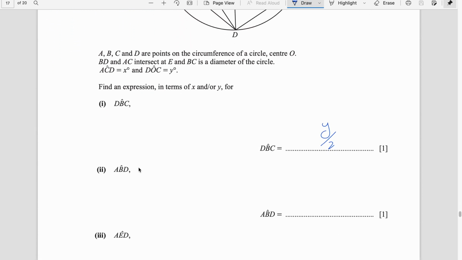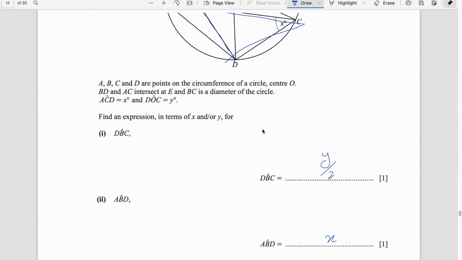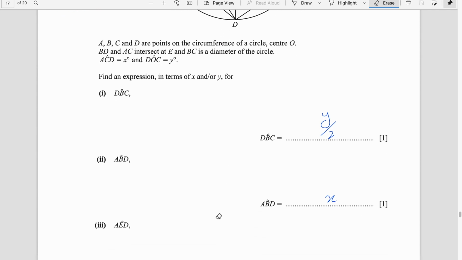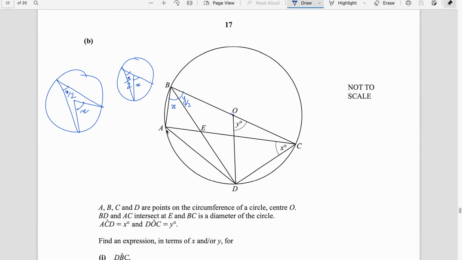ABD. Now we have to find A, this is B, this is D. Look closely. ABD is on segment AD, and ACD is also on segment AD. So angle in same segment are equal. This is X. Third part says AED. So A, E and D.